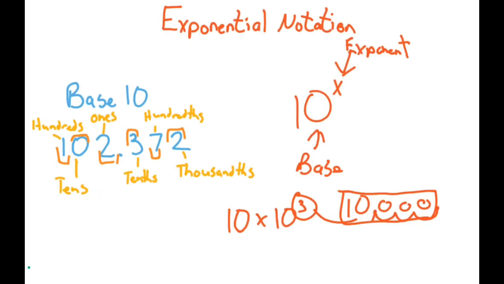Let's try another one. Let's take 3 times 10 to the second power, 10 squared, also known as 10 times 100, or 3 times 100. So we start with our 3, and since our exponent is 2, we move the decimal 1, 2 places. We end up with 300. And this decimal moving only works with base 10. So that's when you have 10 as the base.